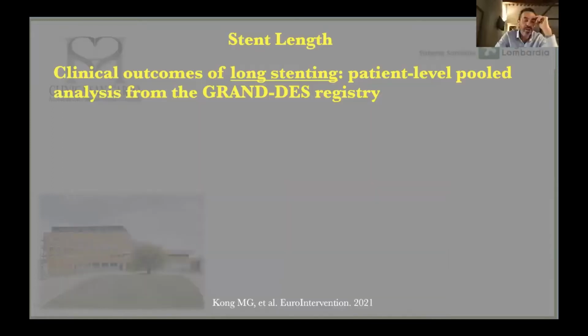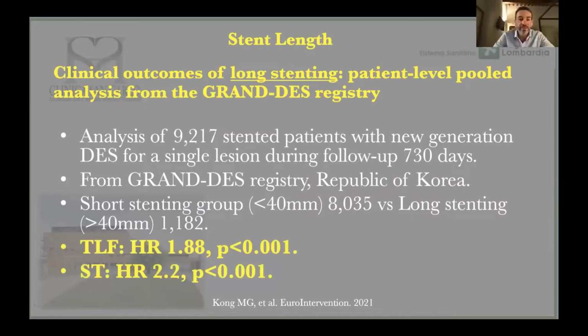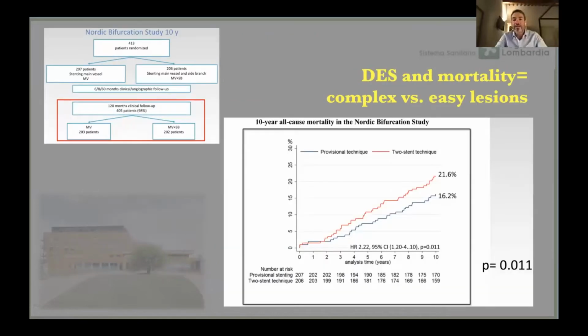And then again, with drug-eluting stents, if we implant long stents, the risk of target lesion failure is almost double, and the risk of stent thrombosis is more than double than when we treat patients with the same device in shorter lesions. And again, if we treat left mains, like the 10-year outcome of this very famous Nordic bifurcation study, there is an increase in mortality when we use more stents and we use complex stenting at bifurcation of the left main.